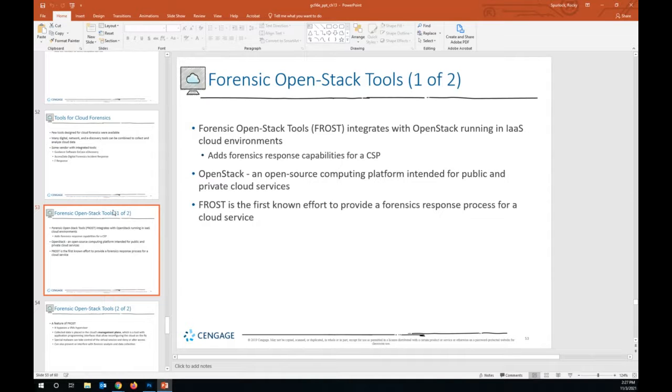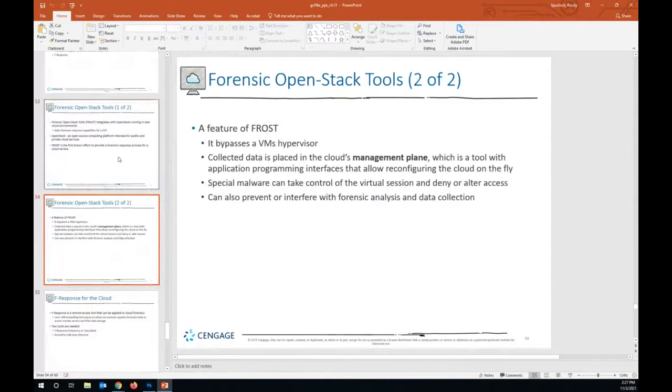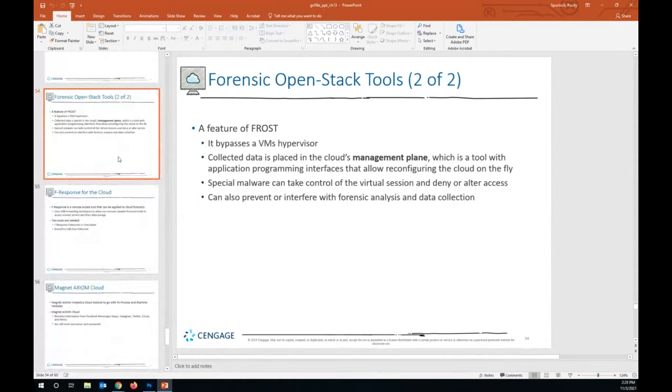OpenStack is an open source computing platform. It's intended for public and private cloud servers, and it's the first effort to provide a forensic response process for a cloud service. Now, a feature of FROST is it bypasses the VM's hypervisor. It collects data that's placed in a cloud's management plane, which is a tool with an application programming interface that allows reconfiguring a cloud on the fly. Special malware can take control of a virtual session or deny or alter access.